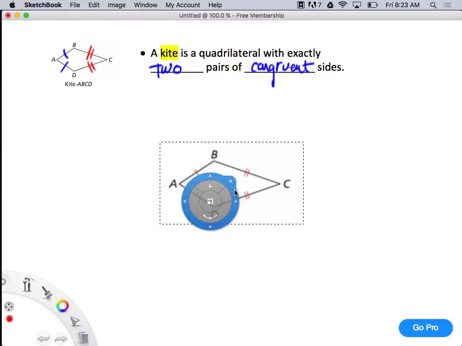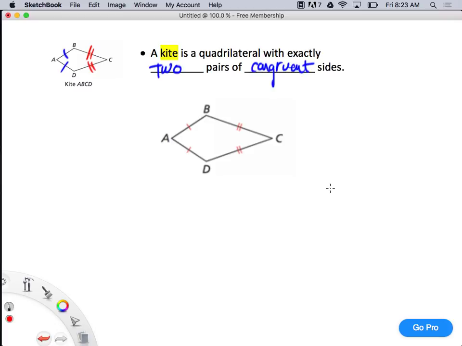So let's take a look at this kite really quick. And then if I draw a line from B to D, what kind of line is that? What's the name of that line? Begins with a D. Marcus, you can close your computer. It's called a diagonal, okay? And if I draw a line from A to C, what's the name of that line? A diagonal. There you go.